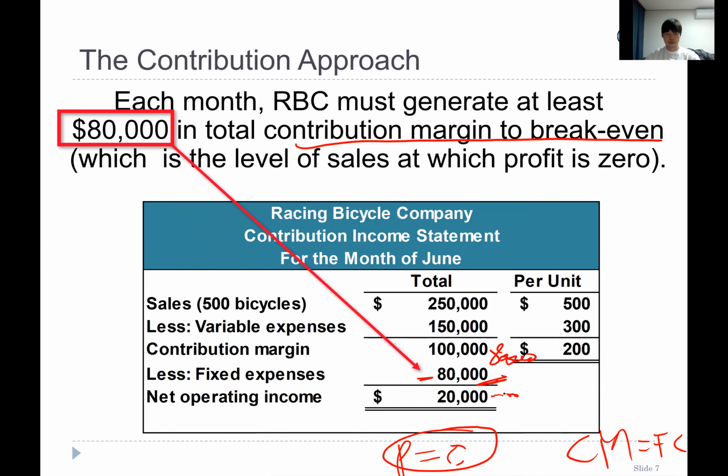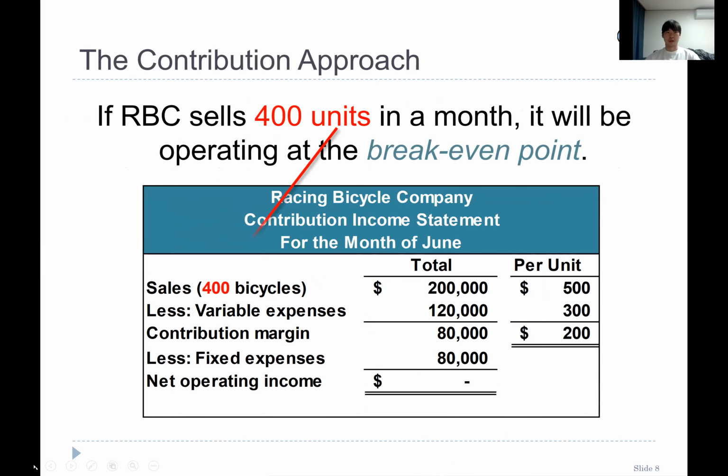So each month, at least they should earn how much contribution margin according to fixed cost? 80,000. At least they must earn 80,000 to cover the fixed cost so that profit is zero, right? We call this situation break even. So 80,000 is the break-even point here.